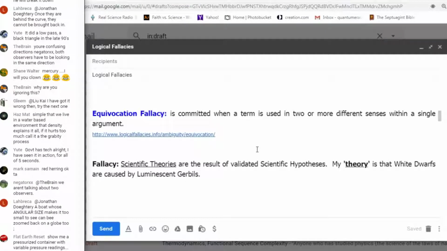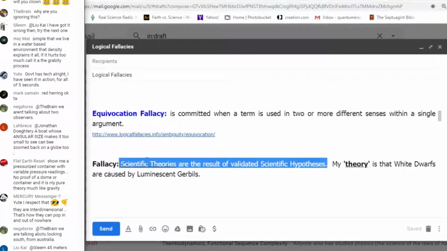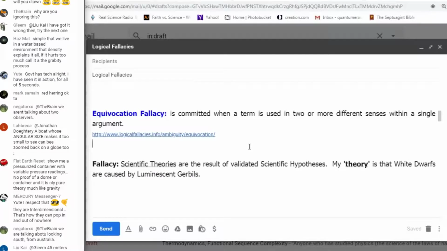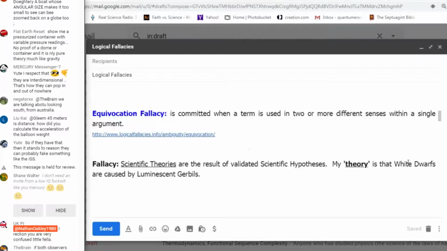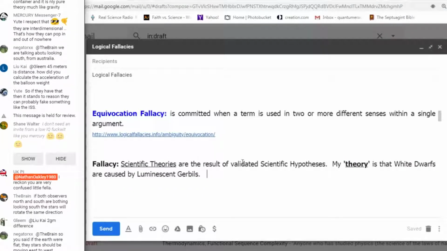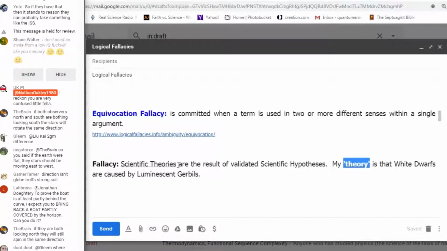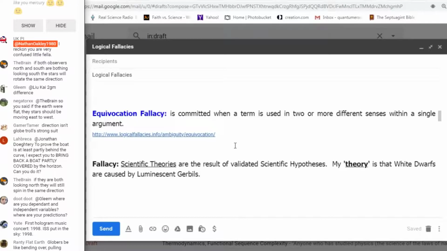So scientific theories are the result of validated scientific hypotheses. This is correct. However, the next statement out of their mouths, my theory is that white dwarfs are caused by luminescent gerbils, right? See, this theory right here doesn't have anything to do with scientific method, hypotheses, nothing. So you can see how people use this. I'm telling you, man, I get this a lot. Equivocation. This is probably the biggest word, theory, that's used for equivocation that I've run into. I don't know, maybe in your experience it's different, Nathan, but that's the biggest one that I see.